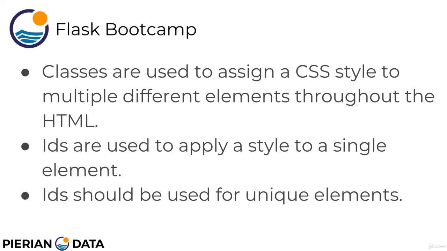Classes are used to assign a CSS style to multiple different elements throughout the HTML. And these elements don't even need to be the exact same element type. They just need to share the same class name. IDs are used to apply a style to a single specific element. That means IDs should be used for unique elements. Alright, let's explore these ideas further by jumping over to the text editor.